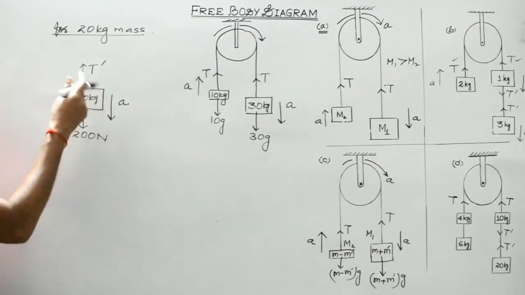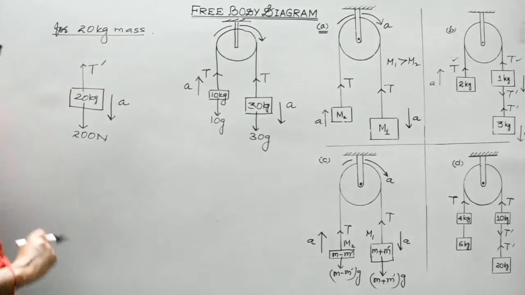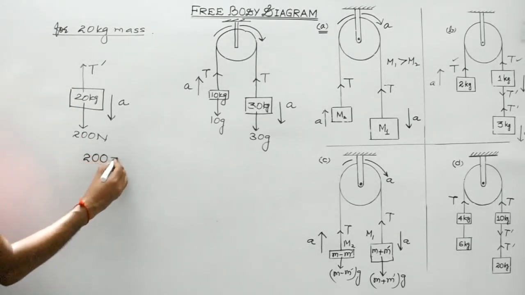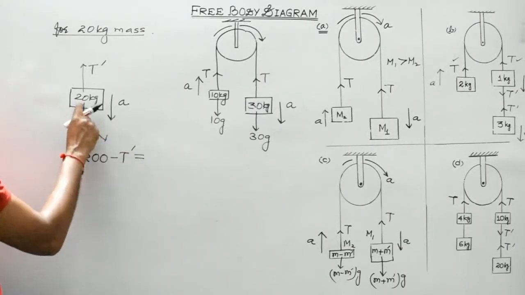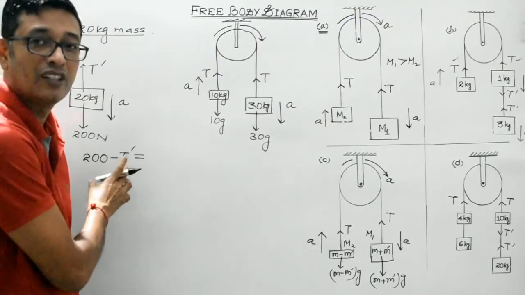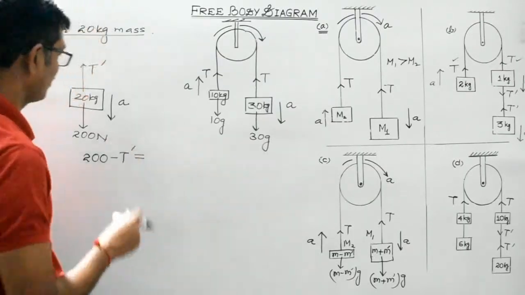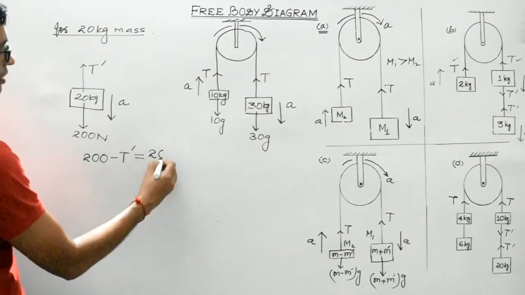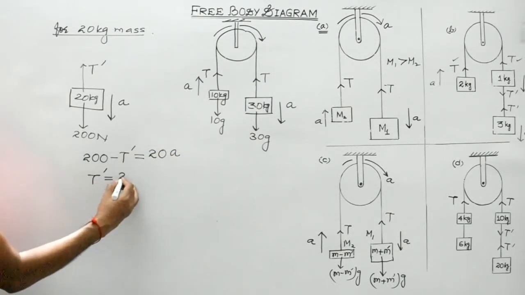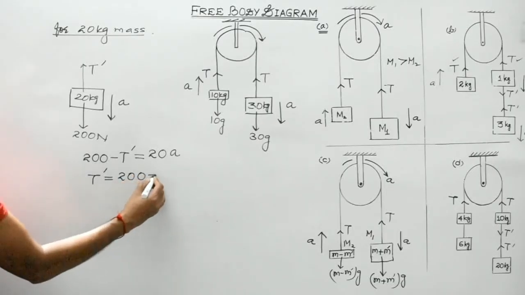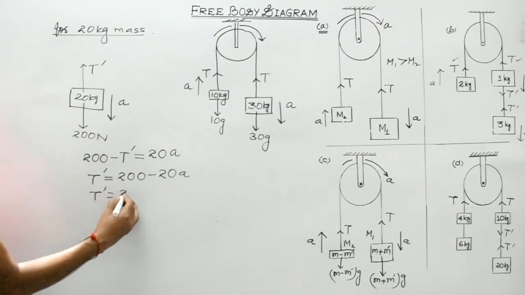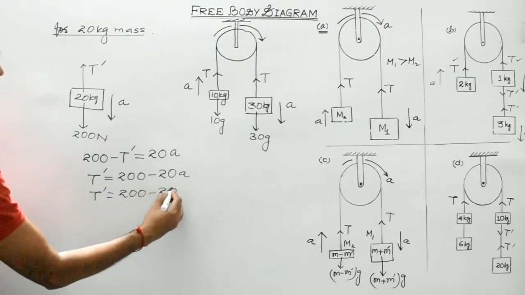So students, we can easily construct the equation. 200 must be greater than T dash, isn't it? So net force acting on 20 kg would be 200 minus T dash is equal to mass into acceleration. As per Newton's second law, net force acting on a body is mass into acceleration. Its mass is 20. So let's substitute the value. So T dash will be equal to 200 minus 20 into acceleration.